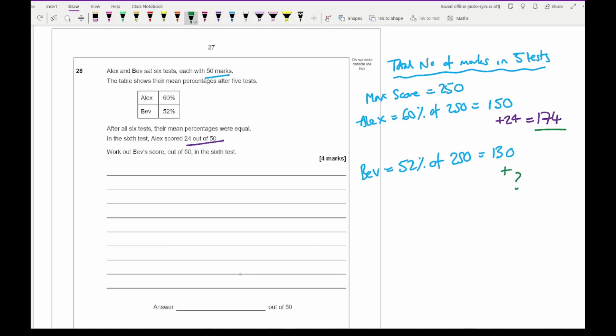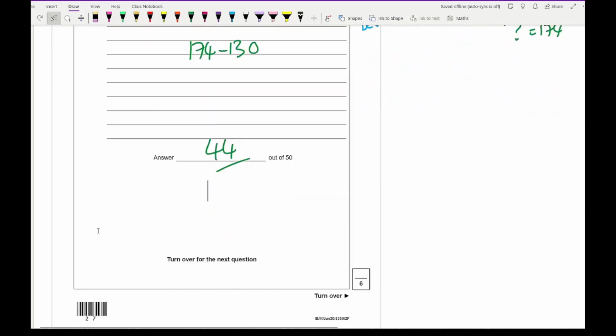Now Bev, how many more marks does Bev need to get a score of 174? Well, for that, all we need to do is 174 minus 130, which gives me 44. So in the last final test, she scored 44 out of 50, which, let's be honest, is 88%.